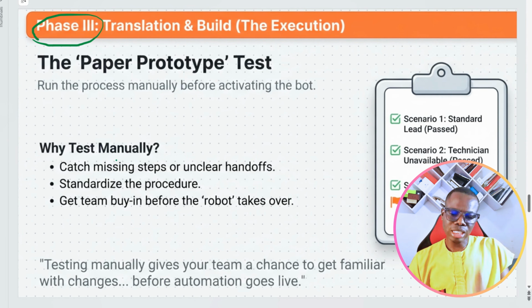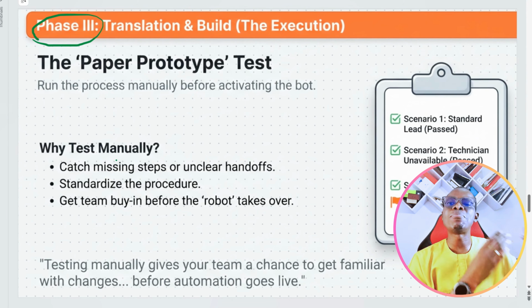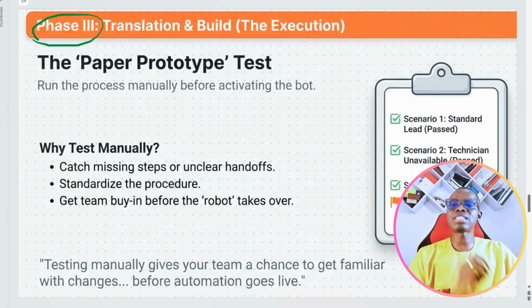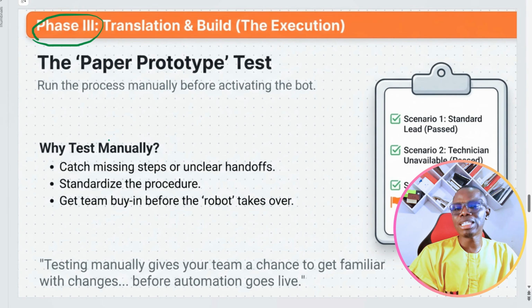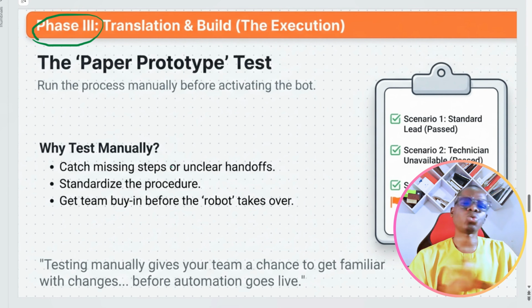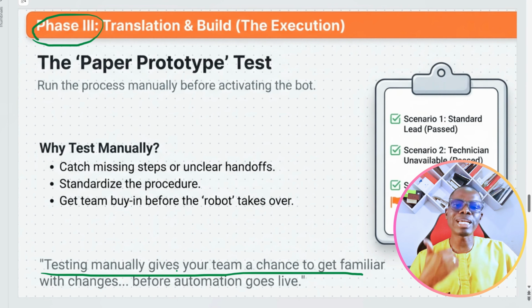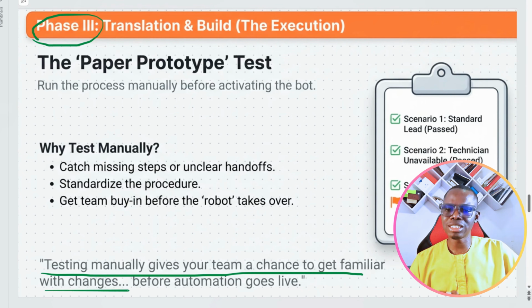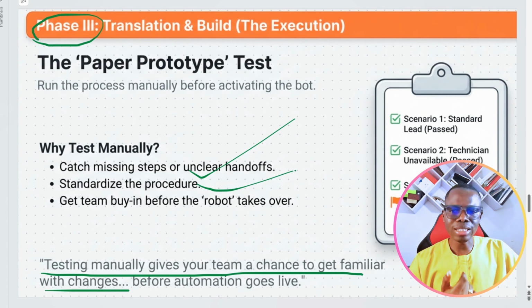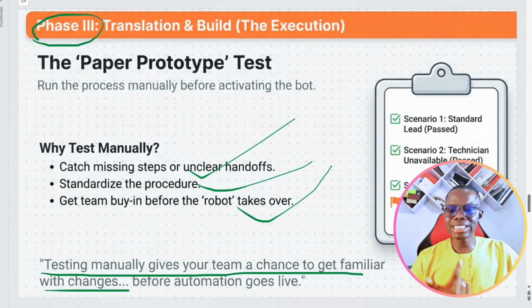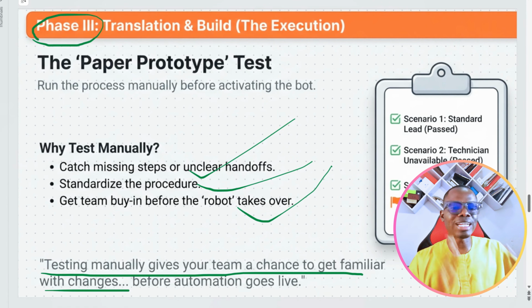So you want to translate your wireframe to the main thing. So the paper prototype test first. You test it manually and say, what I drew, will it work? Am I missing anything? You check, you review. I think I've captured all the steps and processes, because testing manually here, I put it here that it gives your team a chance to get familiar with changes before automation goes live. So you can easily catch your missing step, you can standardize the procedure, you get team buy-in before the robot takes over. This is important.